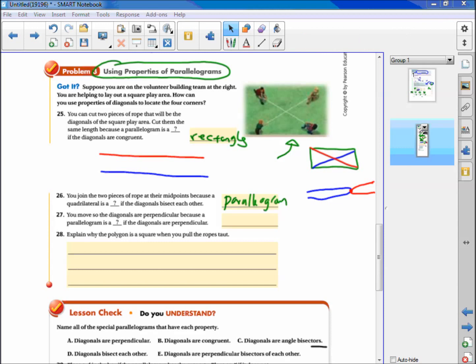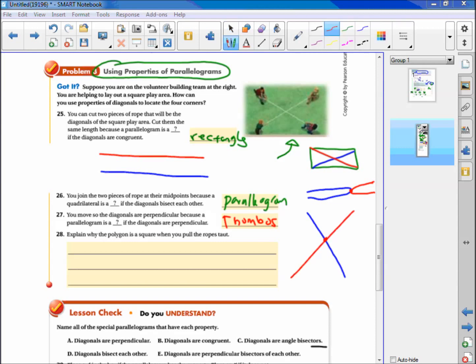You move the diagonals so they are perpendicular because a parallelogram is a rhombus if the diagonals are perpendicular bisectors of each other. So we're going to do this. There's our blue one now, and here's our red one. And there's where they tied together in the middle, midpoint still. So we know these are congruent and these are congruent, and that the blue and red one are all congruent to each other too. When we're done, we're going to end up with right angles in here, and we should have a square.